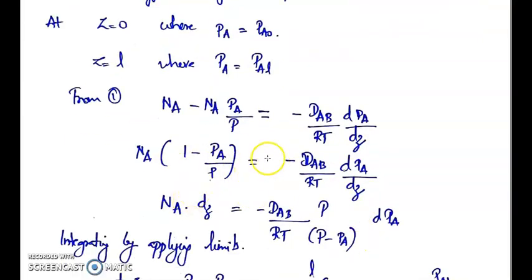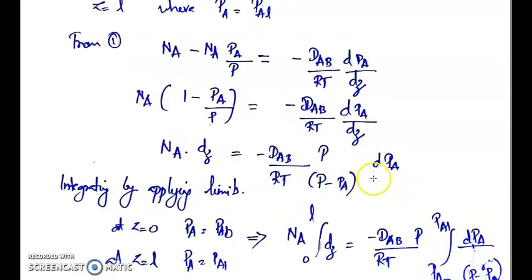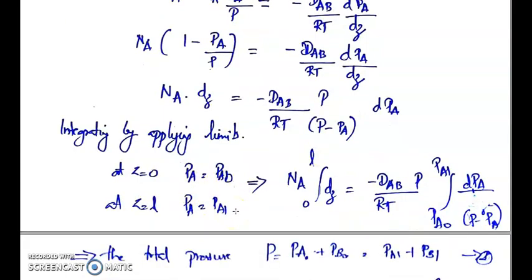So we can rearrange this again. Let's take the LCM. It will give you P minus Pa by P and rearrange this by taking dz to LHS, and finally we will get Na into dz is equal to minus Dab by RT P by P minus Pa into dPa. Now in order to solve this, let us apply the limits. At Z is equal to 0 we have Pa is equal to Pa0 and at Z is equal to L Pa is equal to PaL.